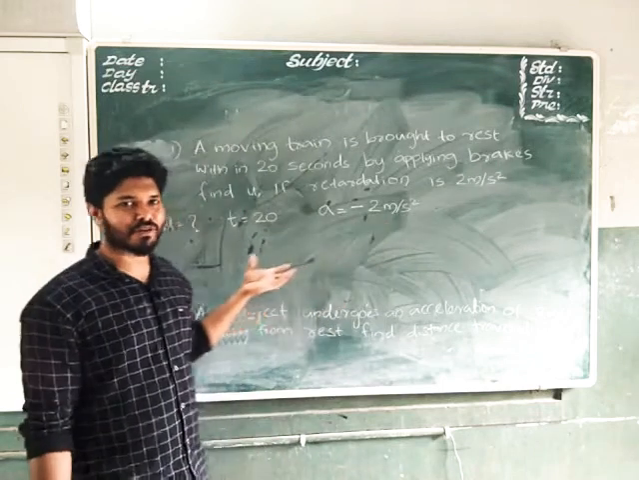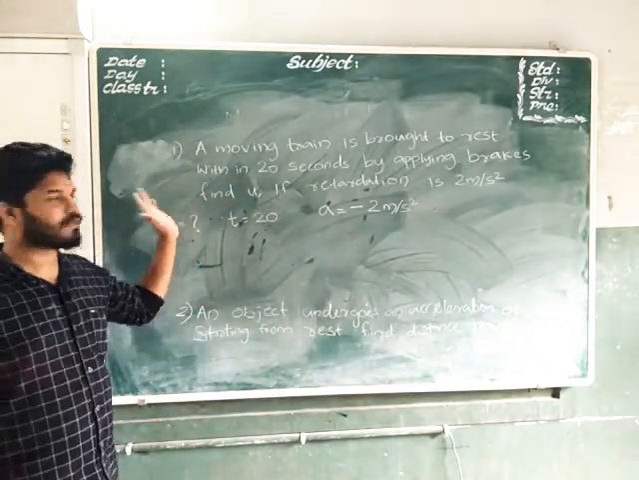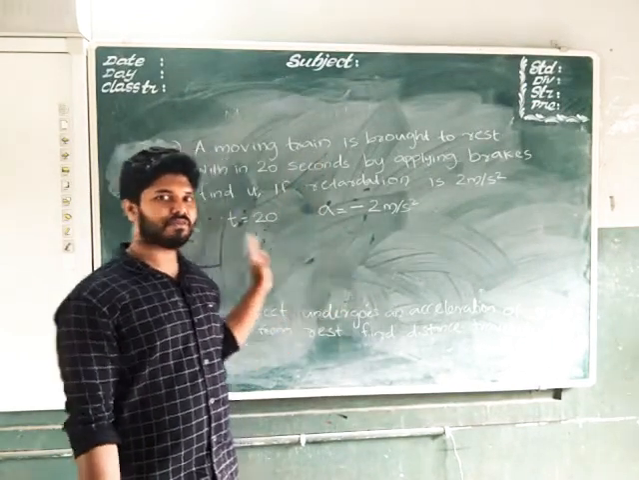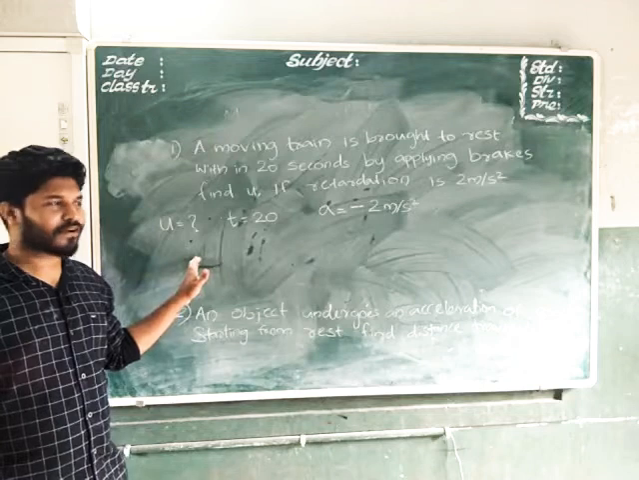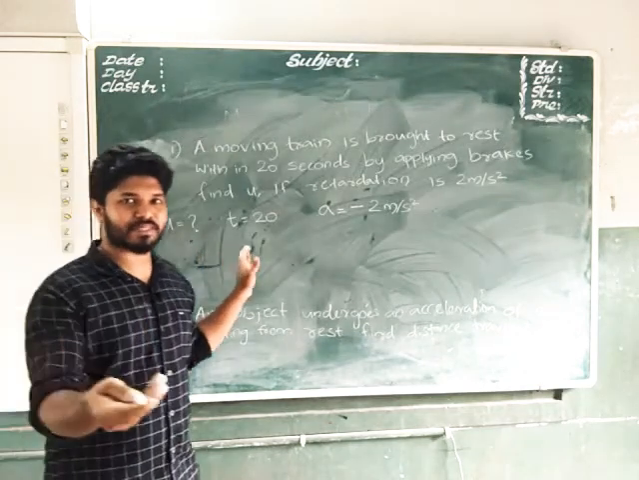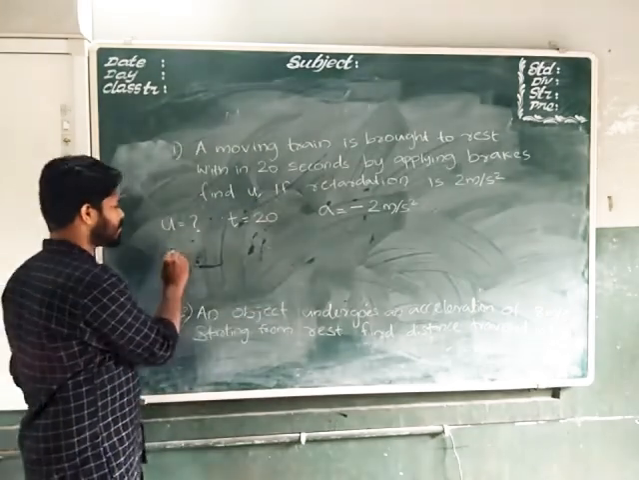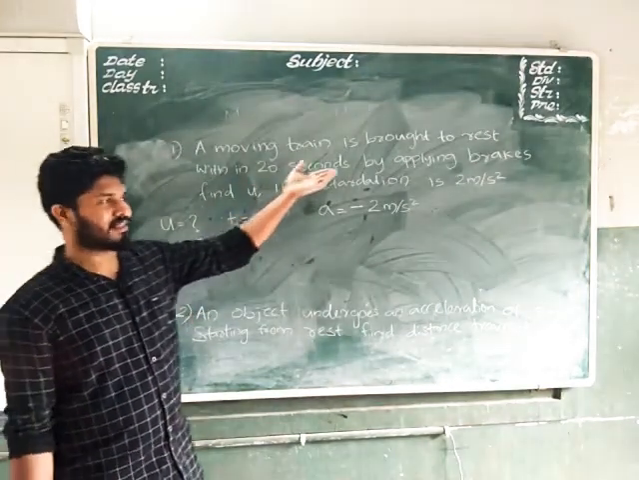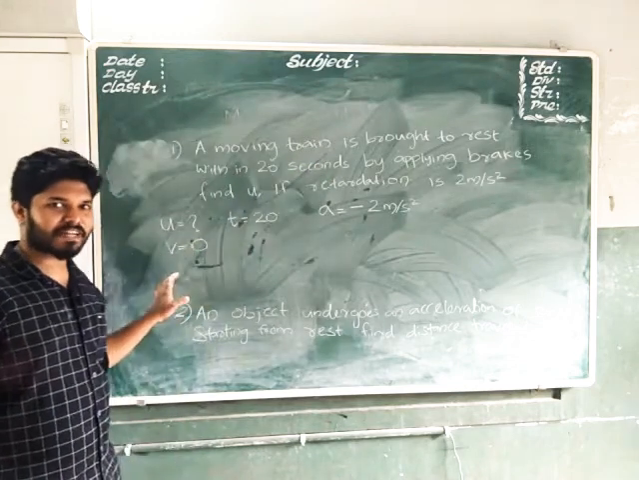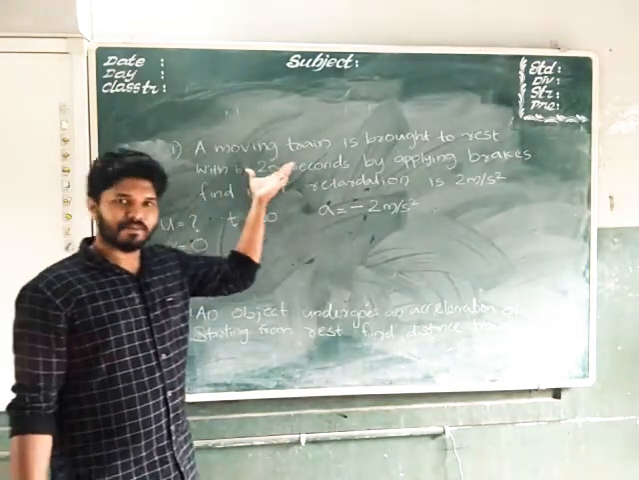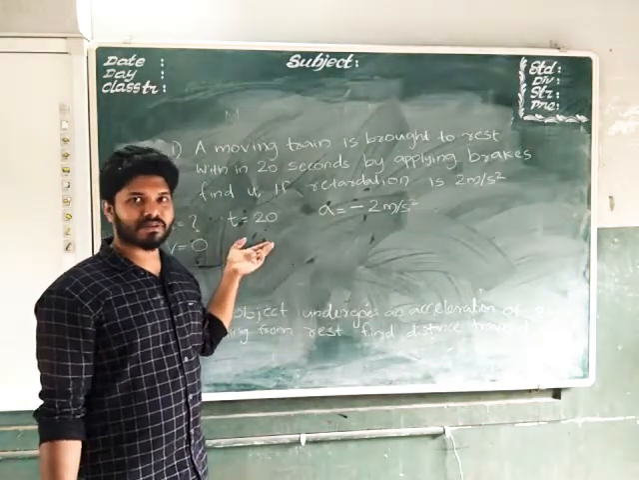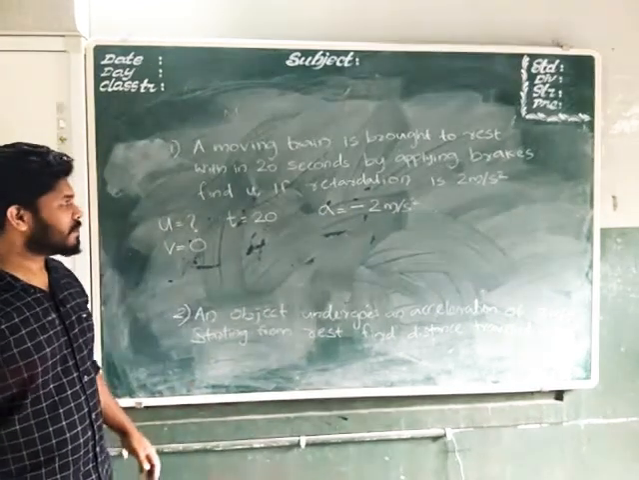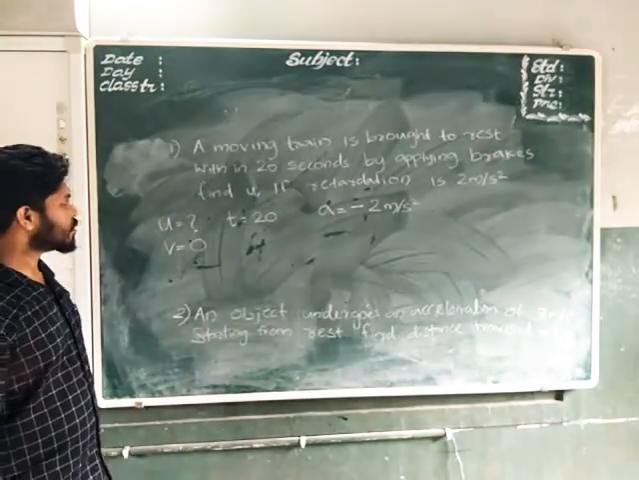So this is the way to solve the problem. After getting a question, you have to search whether the body is starting from rest, so you give u equal to 0. If the body is going to rest, or is brought to rest, the final velocity is 0. Also check whether the time and acceleration are given. Be careful while noting down a question.